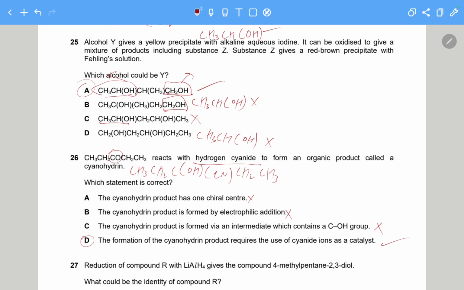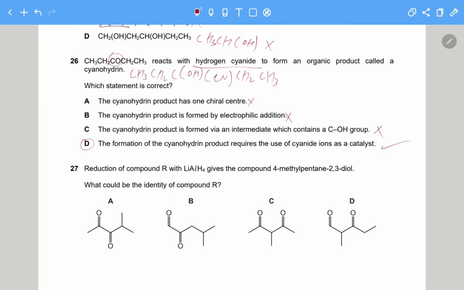Question 27. Reduction of compound R with lithium aluminium hydride gives the compound 4-methylpentane-2,3-diol. What could be the identity of compound R? So before we answer this question, let's draw out 4-methylpentane-2,3-diol. We have this. It's a 5-carbon straight chain because of the pentane. Let's say this is 1, 2, 3, 4, and 5, which means that there is an alcohol group at 2 and 3, and at position 4 there is a methyl group.